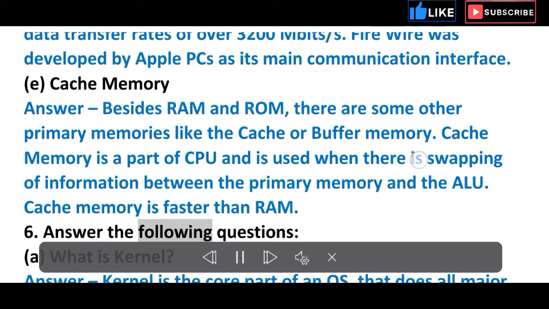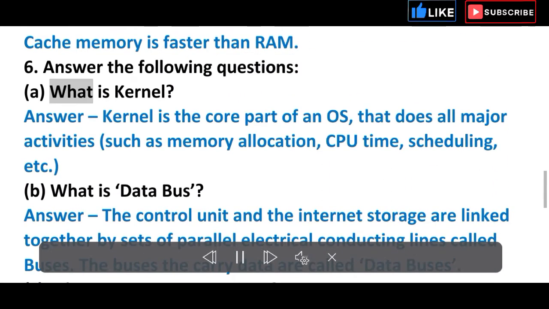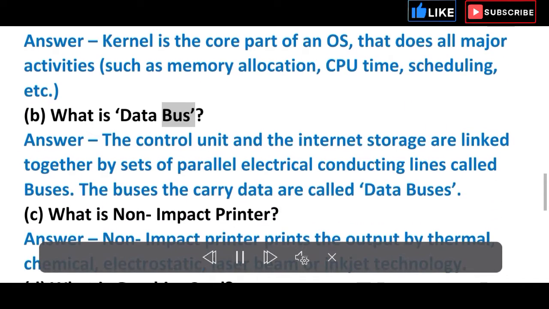6. Answer the following questions. A. What is kernel? Answer. Kernel is the core part of an OS that does all major activities such as memory allocation, CPU time, scheduling, etc.